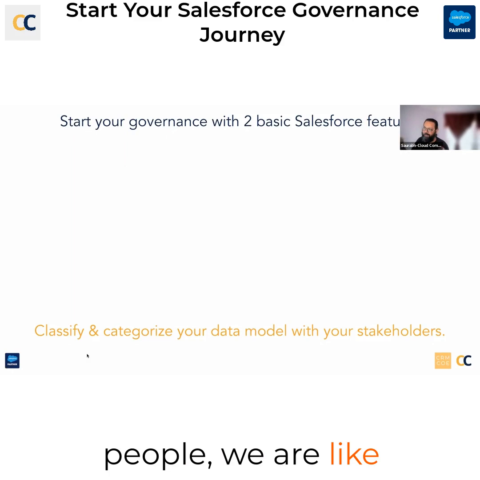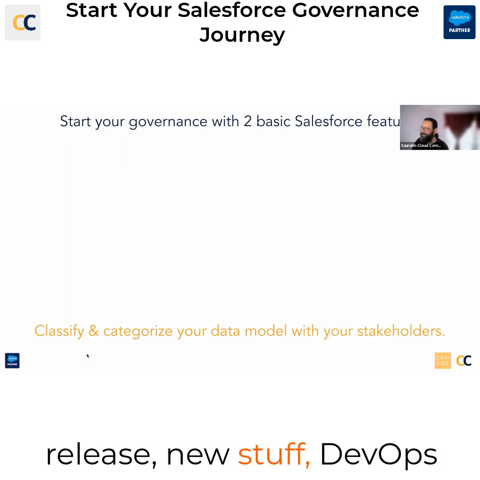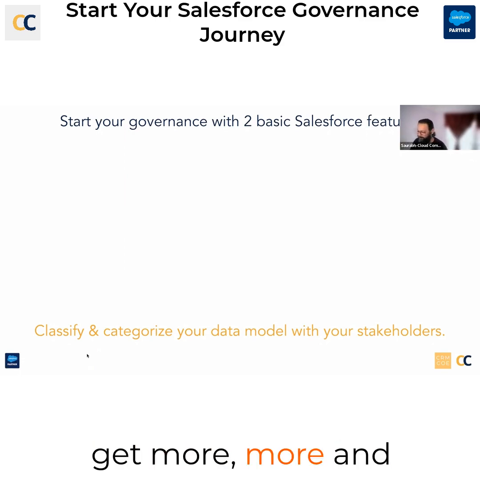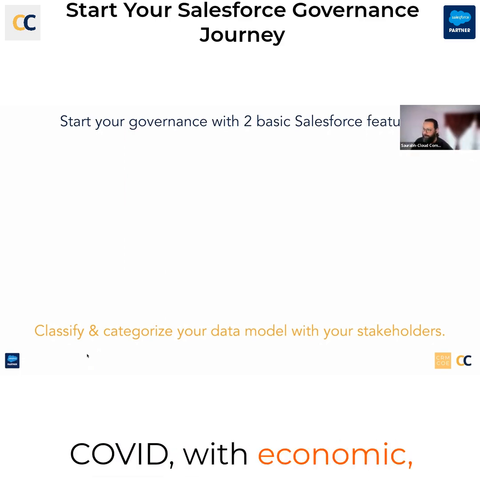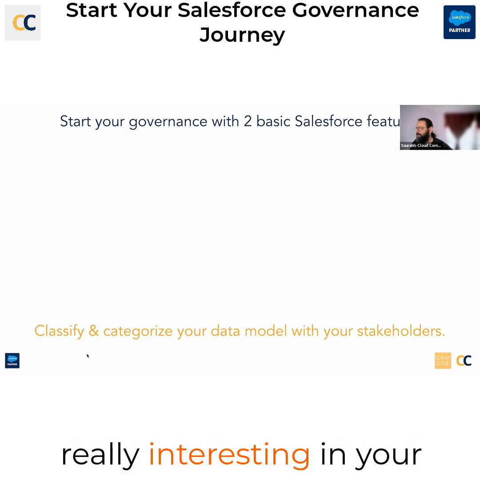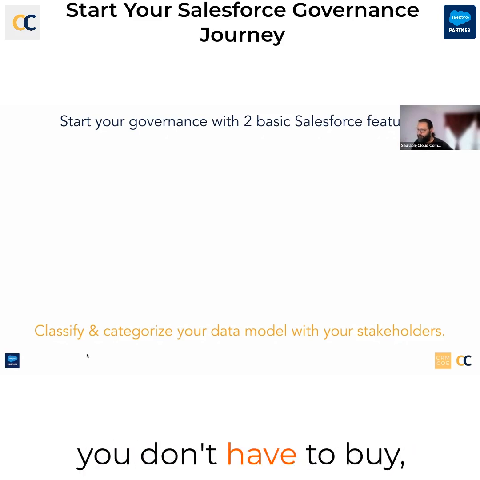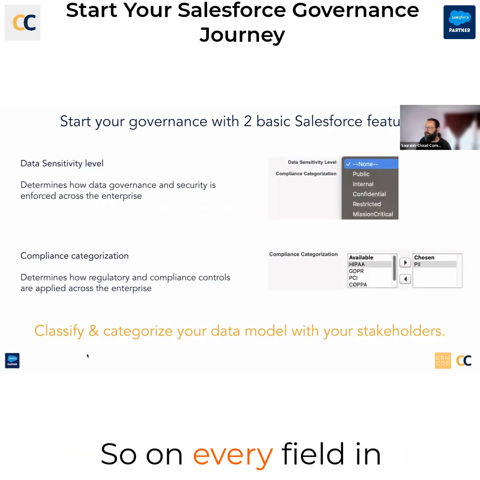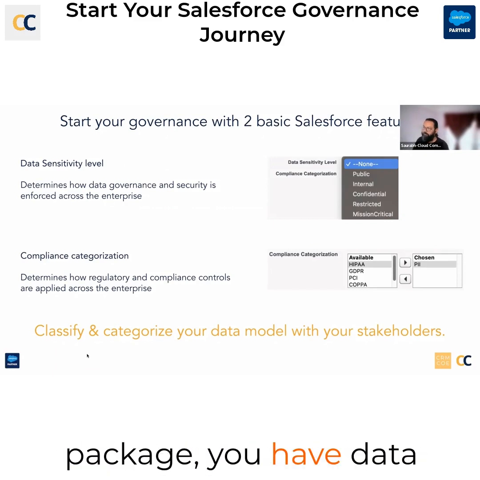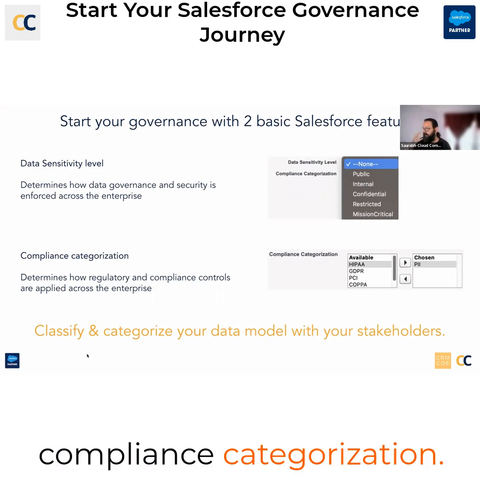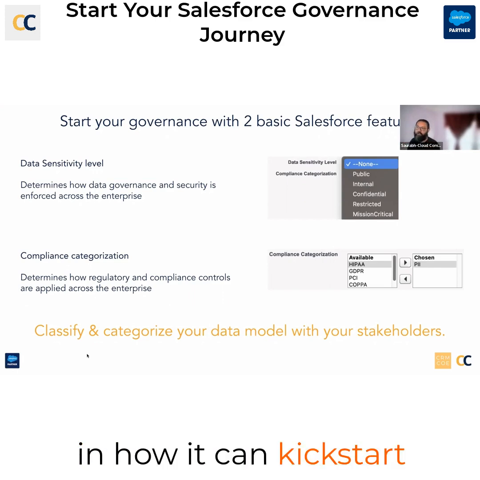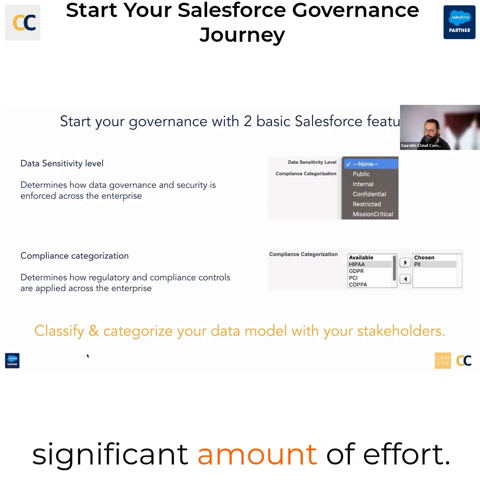Because as Salesforce people, we are like, new features, new release, new stuff, DevOps, CI/CD, e-commerce, right? There is this push to get more and more, particularly with COVID, with the economic correction, all the stuff that's going on. So there is something really interesting in your Salesforce org today that you don't have to buy, you don't have to enable. On every field in Salesforce, in your standard, custom, or package objects, you have data sensitivity level and compliance categorization. And this is really interesting in how it can kickstart your governance without a significant amount of effort.